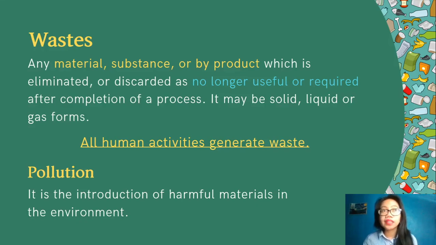Before we discuss the different types of waste and the environment, let's define waste first. Waste is any material, substance, or byproduct which is eliminated or discarded as no longer useful or required. Ultimately, these are earth resources, either energy, soil, water, or synthetic products. Any resource that is considered no longer useful depends on you. If as a society we consider that no longer useful, then we will discard it as waste. This may come in solid, liquid, or gas forms.